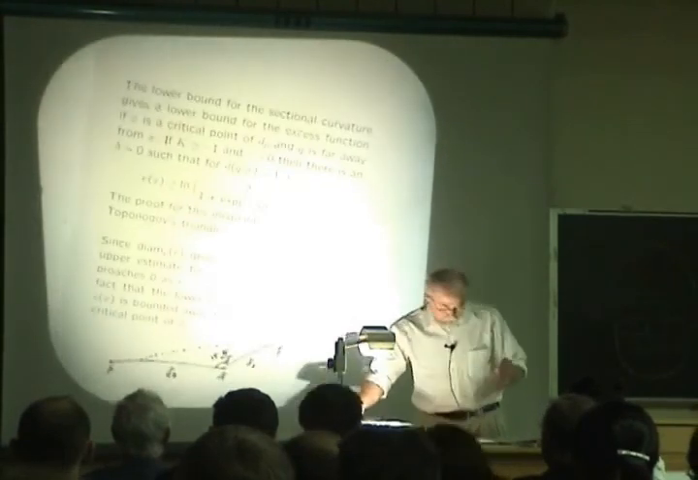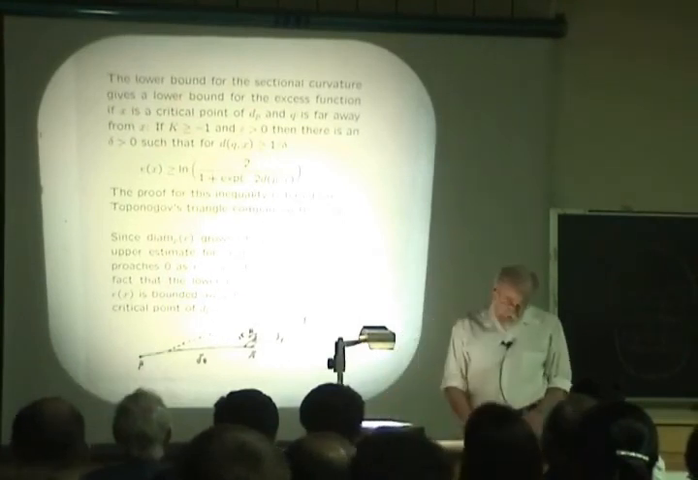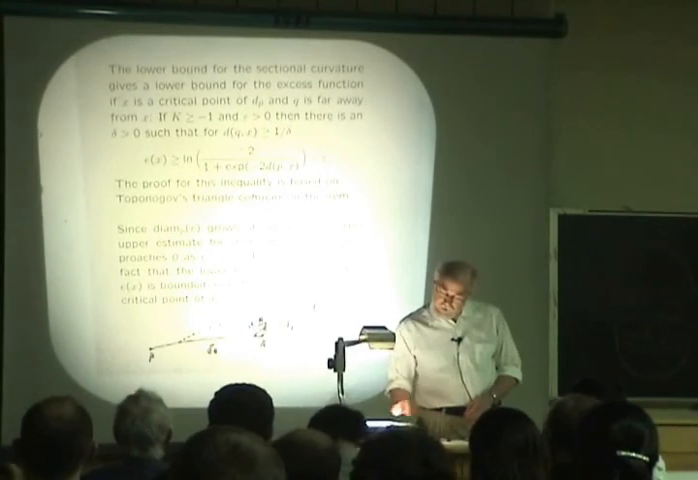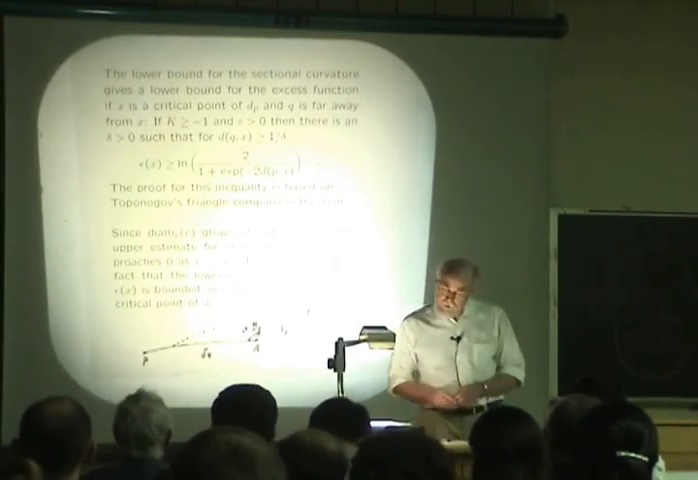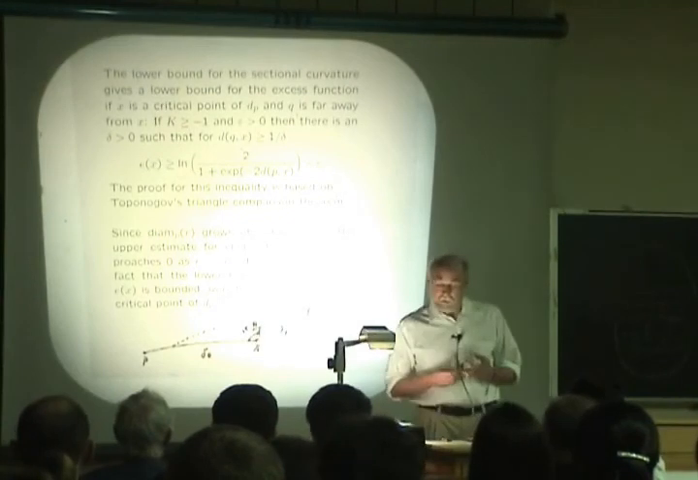Okay, so that's one side. So the excess function goes to 0 asymptotically. On the other hand, you can use the lower bound on sectional curvature to obtain a lower bound of the excess function, at least at certain points.